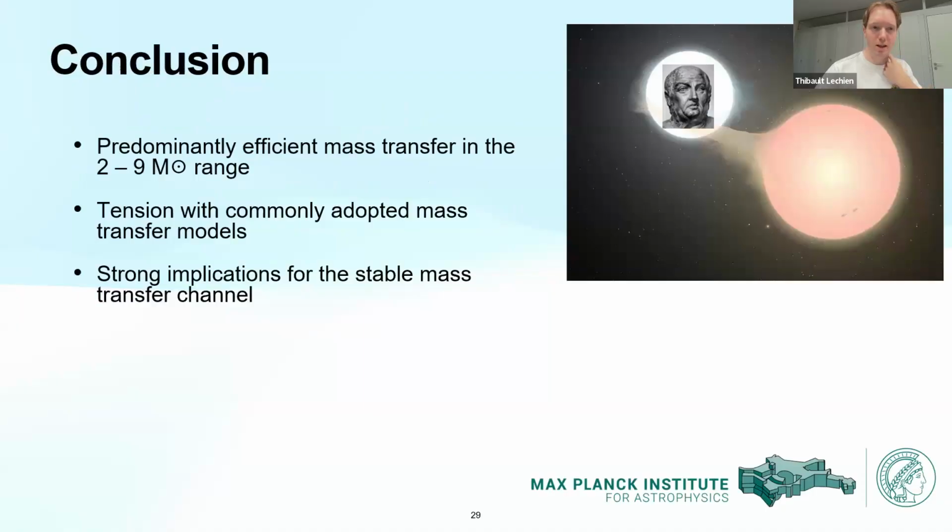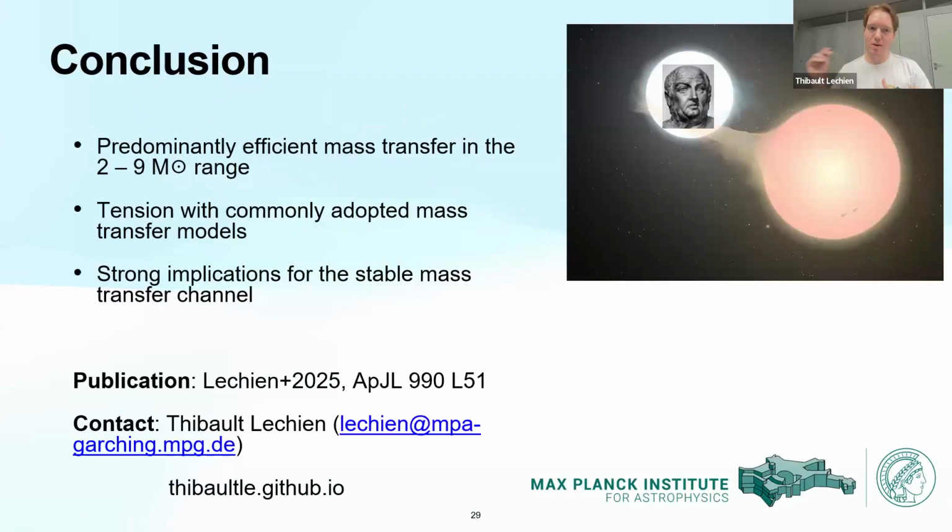And so, in conclusion, we found predominantly efficient mass transfer in the 2 to 9 solar mass range. We find tension with these very common mass transfer models, and we find strong implications for the stable mass transfer channel. And I leave you with a picture of Seneca in this stripped star, because Seneca is the founder of Stoicism, and these binary stars can kind of be seen as the original Stoics, where whatever life throws at them, they take what they get. Thank you for your attention.